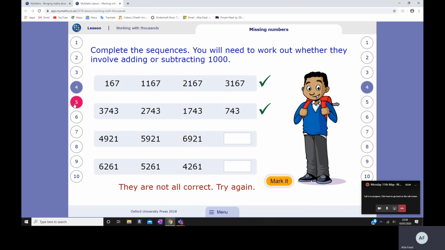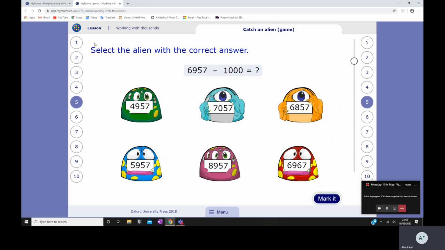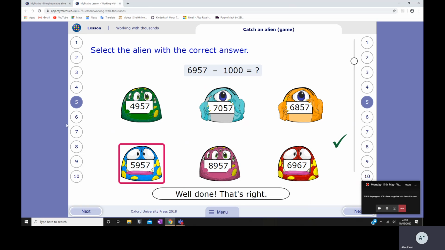So you've got to use the place value and look at the place value column. Remember, it's working with thousands, so look carefully at the thousands place value column. Select the alien with the correct answer. 6,957 minus 1,000. So I'm going to look at the number. The thousands digit is a 6. I know if I take away 1,000, it's 5,000. So now I'm looking for 5,957. And you'd have to look at the place value each time you have a question like this.